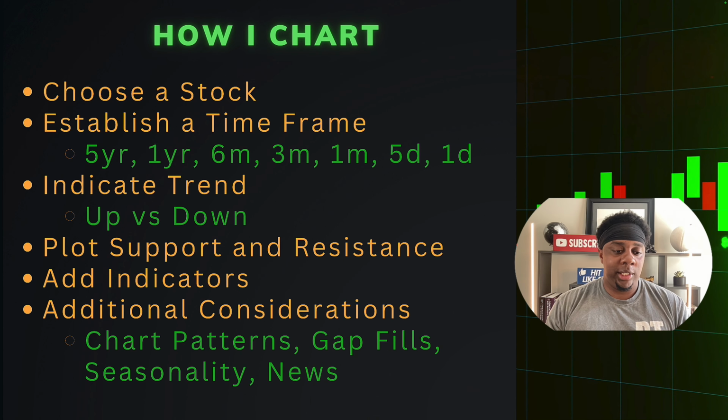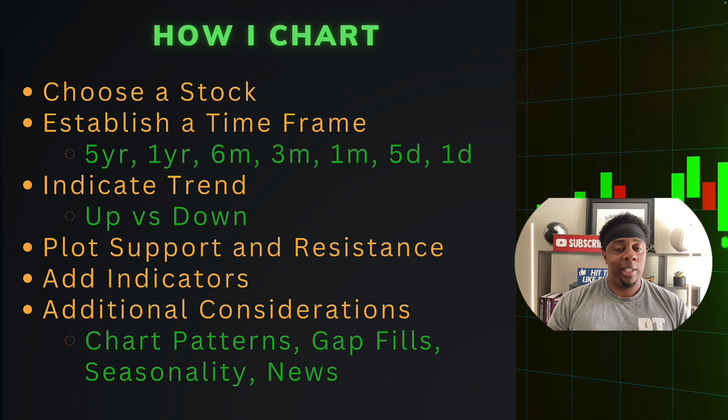So I'm giving away the way I chart right here. First, you choose a stock. Next, you have to establish a time frame, because you have to pick which chart you're going to look at. I always start with the 5 year, just to determine a trend, which is my next point. Then I look at the 1 year, 6 month, 3 month, and so on.